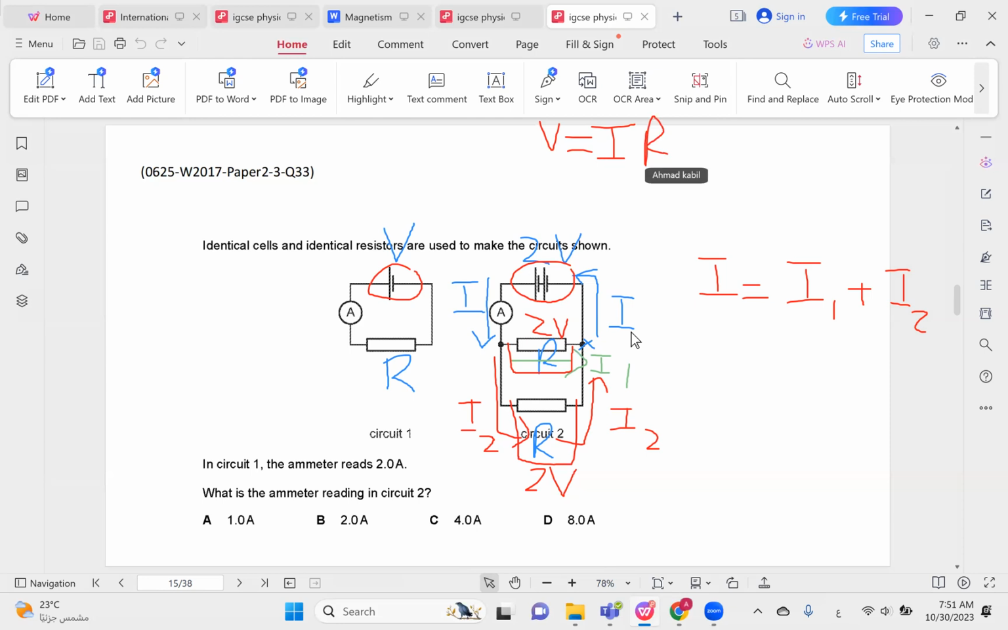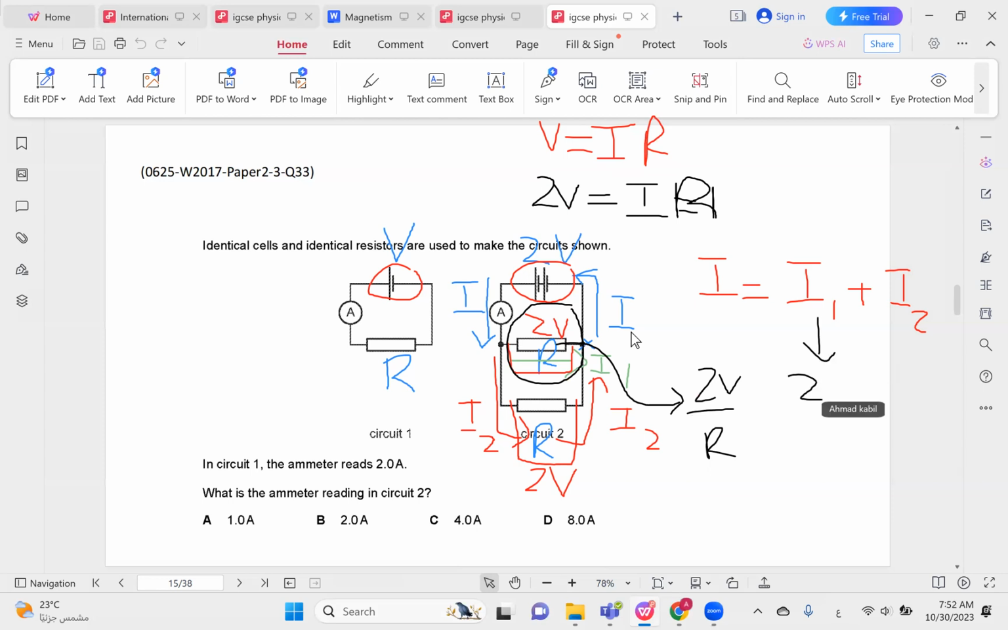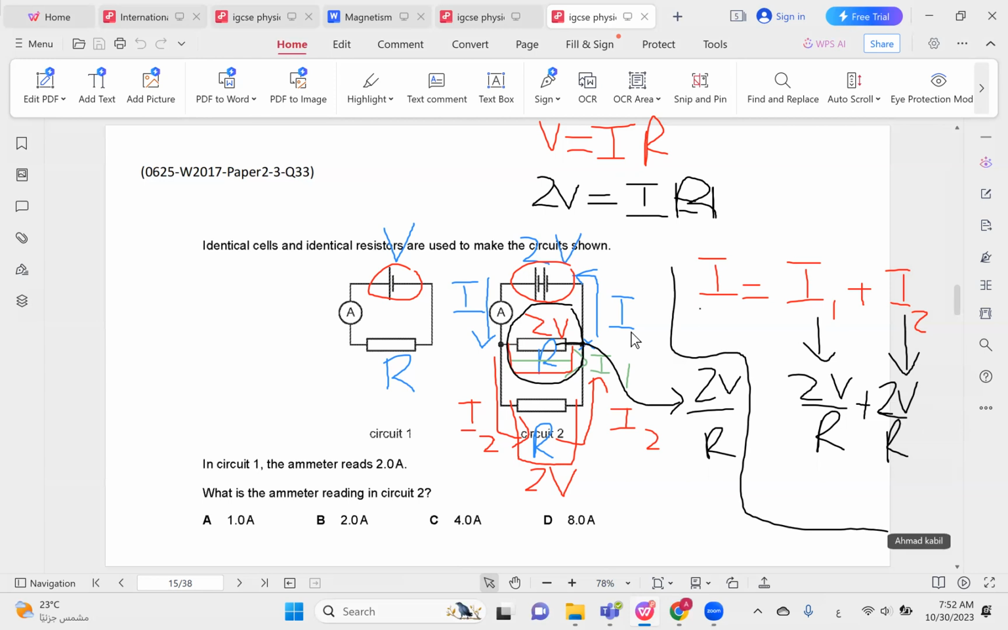Now, in the case of the first resistor, taking this part here, the voltage is actually 2V, and we want to get the current, and the resistance is R. So I, in this component here, would be what? It would be 2V over R. So this here would be 2V over R, and with the same logic, this as well would be 2V over R. So if I add these together, what is I equal to? I is equal to 4V over R.